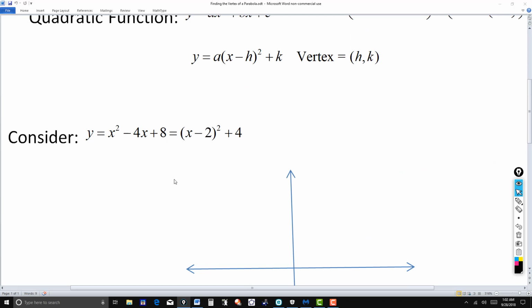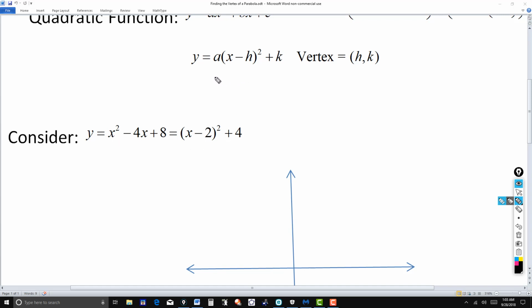So let's look at an example. Let's look at y equals x squared minus 4x plus 8. Now if I complete the square on this, I come up with this form. And you can see it comes out. If I go ahead and square this out, I'll get x squared minus 4x plus 4, and then a 4 gives me the 8. So those are the two forms.